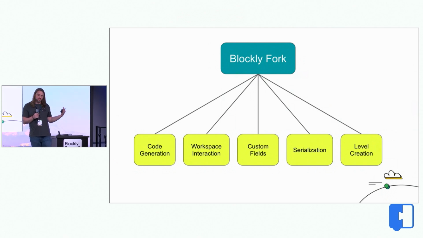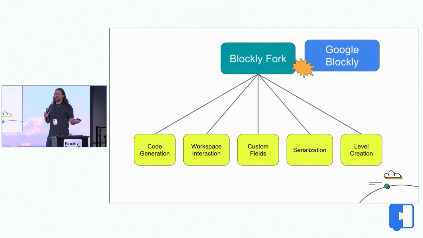The ultimate goal is to change that dependency. We want to replace the fork with Google Blockly as the foundation without breaking anything. But just throwing Google Blockly into the mix is not going to work because they've diverged so significantly.